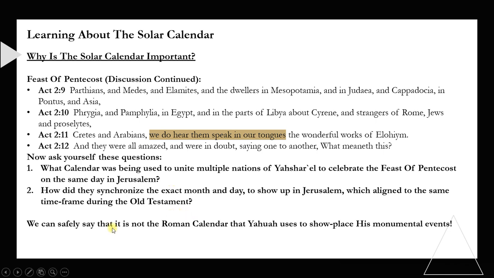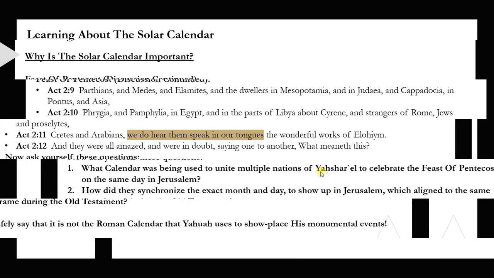We're going to prove which one it is. How did they synchronize the exact month and day to show up in Jerusalem, which aligned to the same time frame during the Old Testament? Back in the Old Testament, when they were celebrating the Feast of Pentecost, this is the exact same time frame. How did they keep track of that time? What calendar did they use? We can safely say that it's not the Roman calendar that Yahuwah uses to place his monumental events. He's not going to use the Roman calendar. So what calendar is that? That's something to prove and to think about, right?